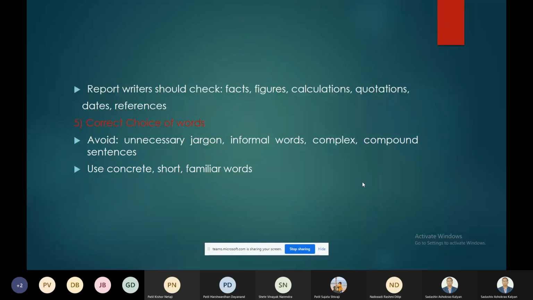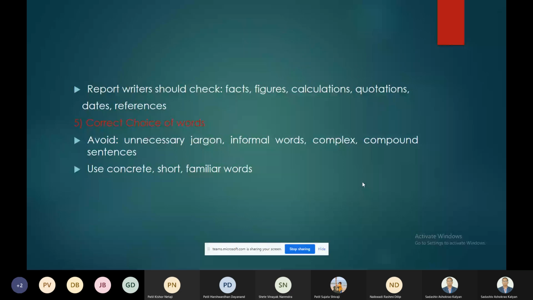Then the last point that we have is the correct choice of words. What kinds of words are we using here? It should be, as I said, simple words that we use in our day-to-day communication, in our day-to-day life. As I said in our spoken English class, whenever we speak, our language changes according to our stream.